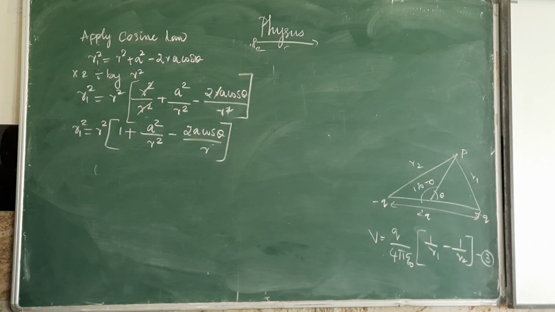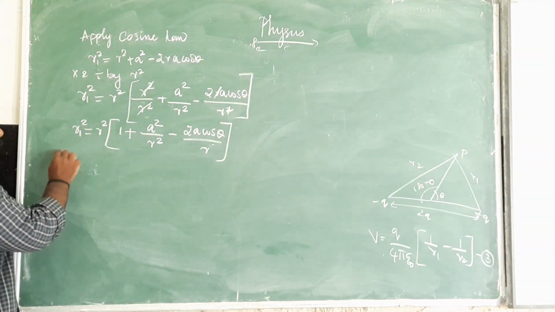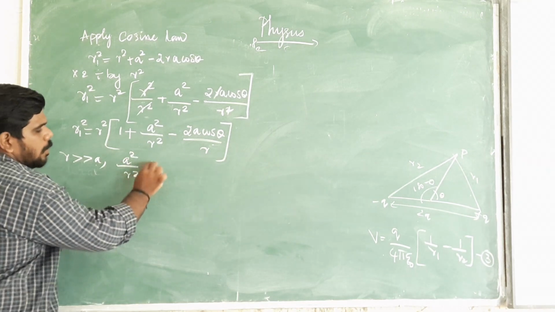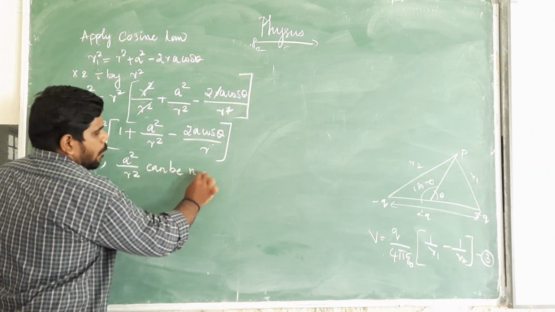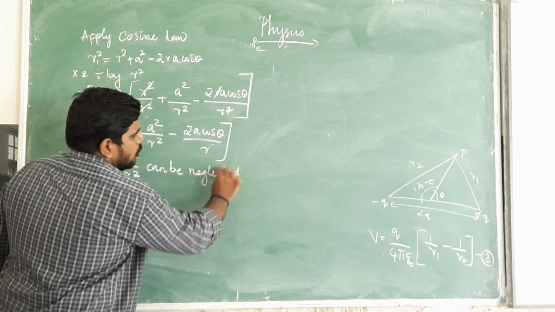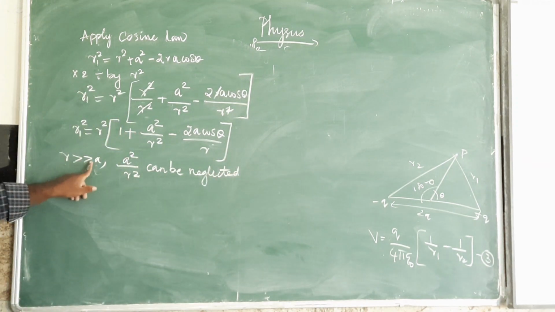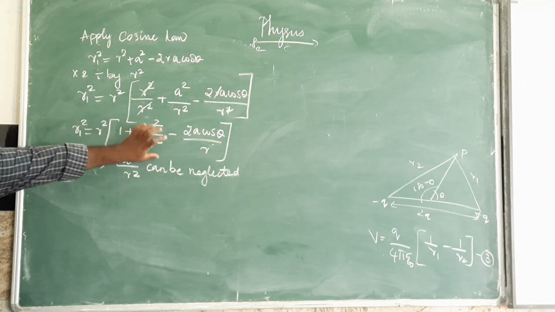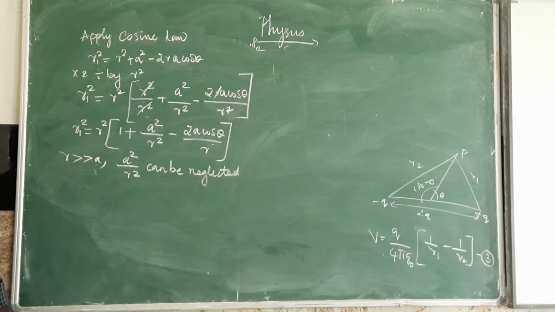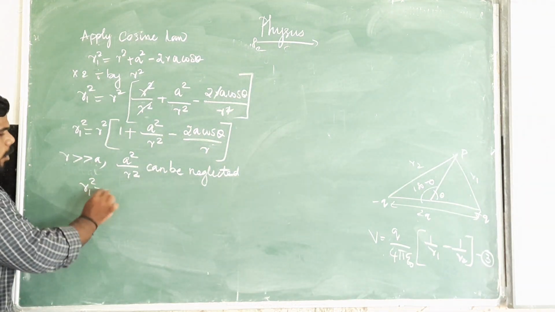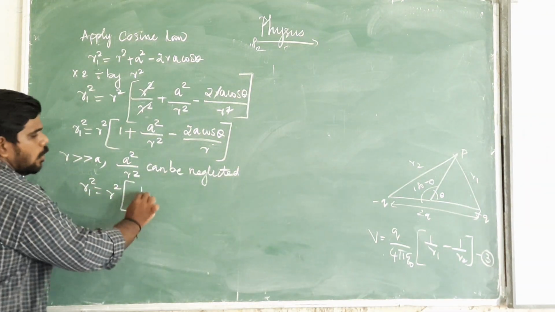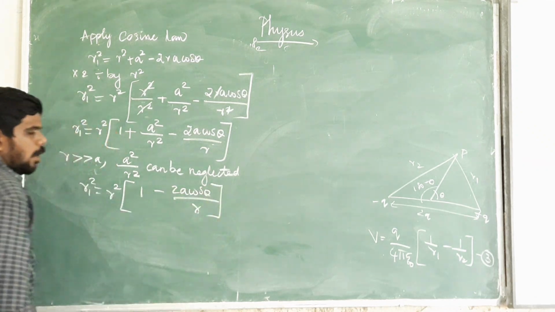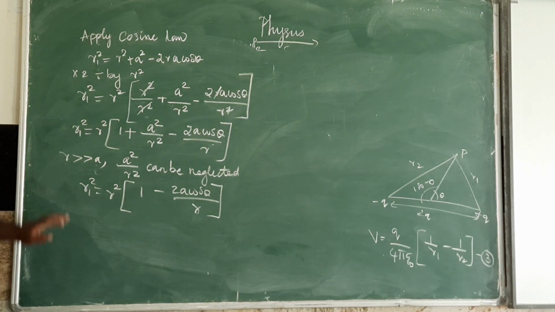Okay. If R is greater than a, the expression a square by R square can be neglected. So from the above expression, this term is neglected. If it is neglected, what do we get? R1 square is equal to R square into 1 minus 2a cos theta by R. Okay? First step finished.